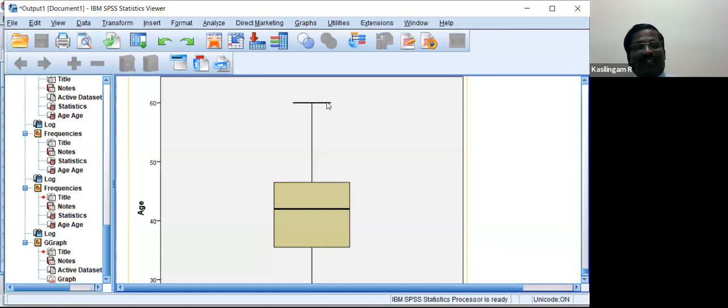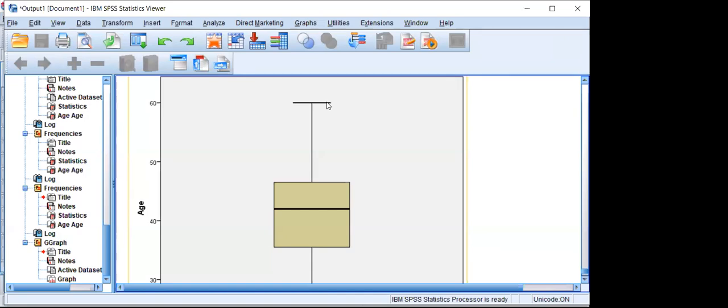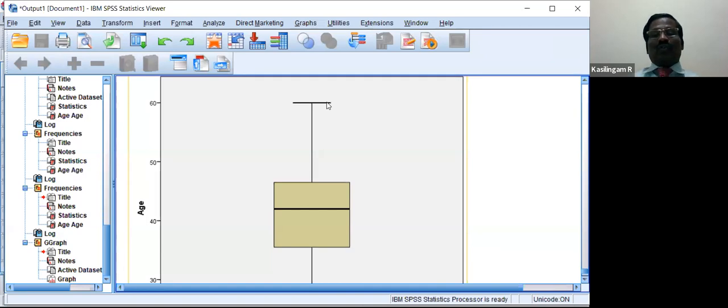Now what is the use of it? Before understanding the use of it, we will try to understand distribution. We have seen measures of central tendency. We have seen measures of dispersion. Now we will see measures of distribution. We will take this data itself, then one more data also we will use.